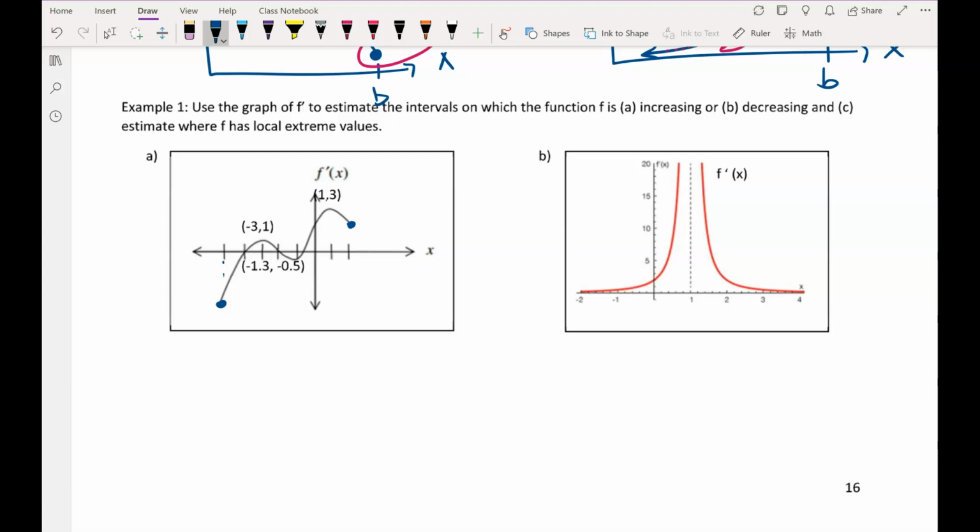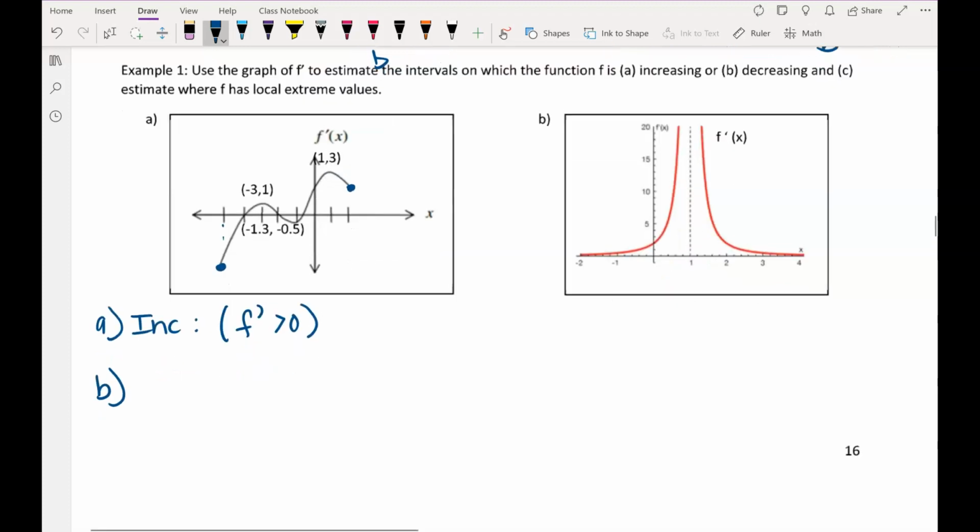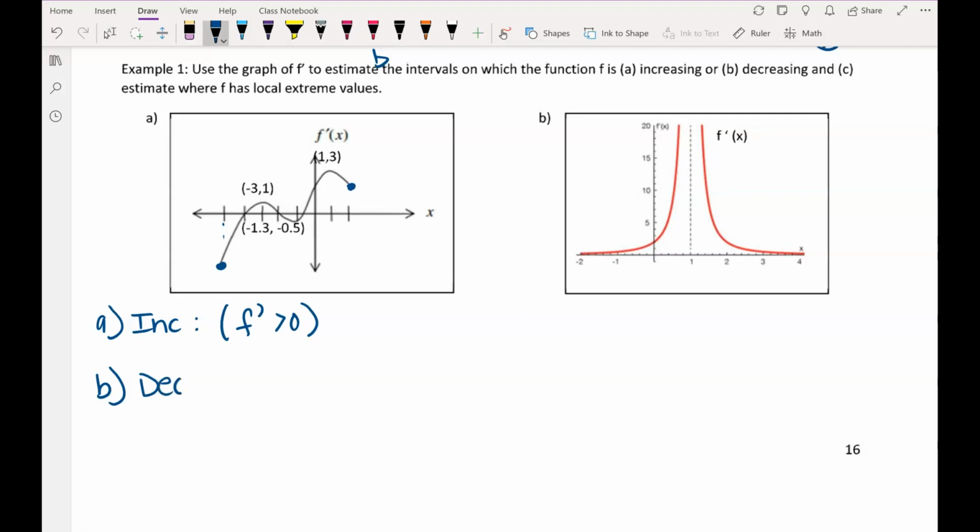So now, this is the derivative function. Remember, the derivative function is different from the function itself, okay? So A wants us to answer increase, and increase, students, I'm going to write in parentheses here, is when the derivative is positive. And then B wants us to answer decrease intervals, and a decreasing function is when the derivative is negative.